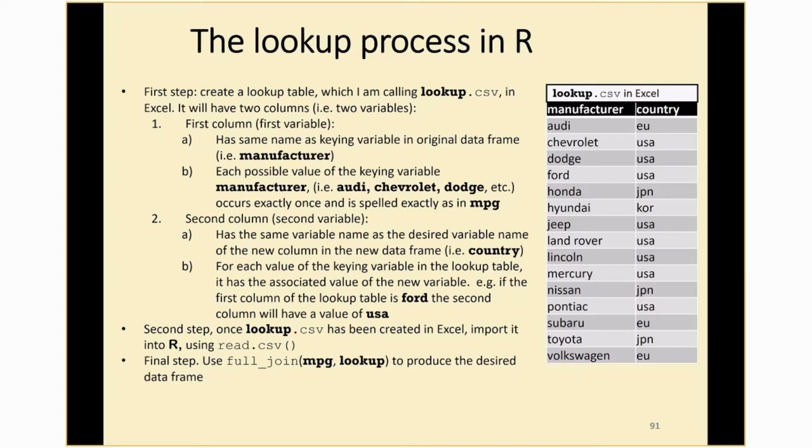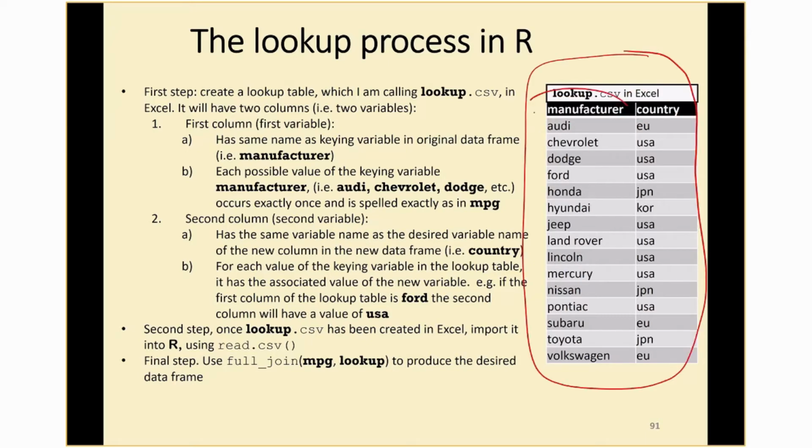Well, to begin, I'm going to go into Excel and create a spreadsheet, and that spreadsheet is going to be a comma-delimited file with a CSV extension. It's going to have two variables: manufacturer, which will match up with the variable manufacturer in MPG, and a variable named country, which will be the new variable in the new data frame that I'm about to build.